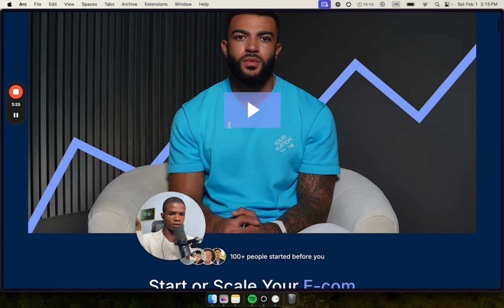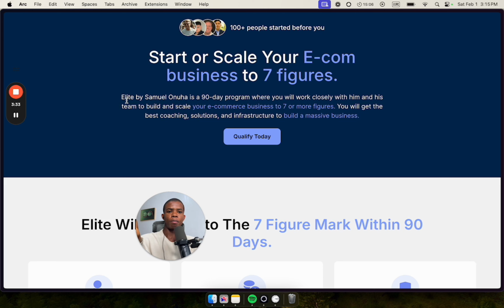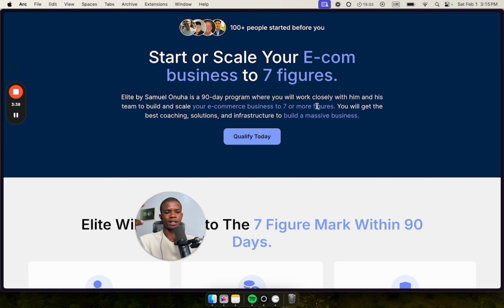It's very surface level, right? So we want to go a bit deeper. Now for the sub headline, I actually like this sub headline. Usually I would say, okay, just support what the headline has said. But for this sub headline that we have here, I do believe that this is going to work. It's a sub headline, it doesn't need to be anything crazy. So this one says Elite by Samuel Onuha is a 90-day program, blah, blah, blah. It's good, to be honest.